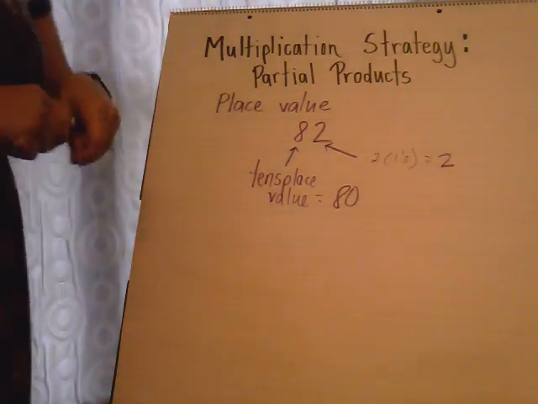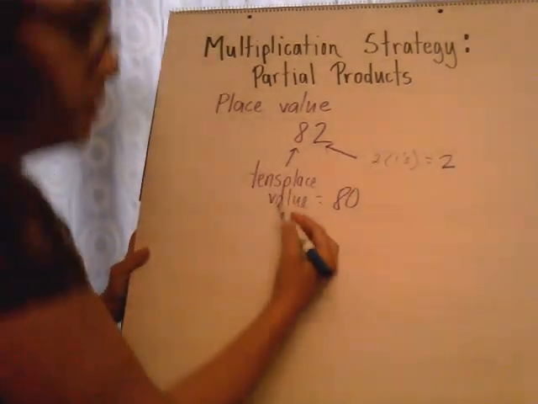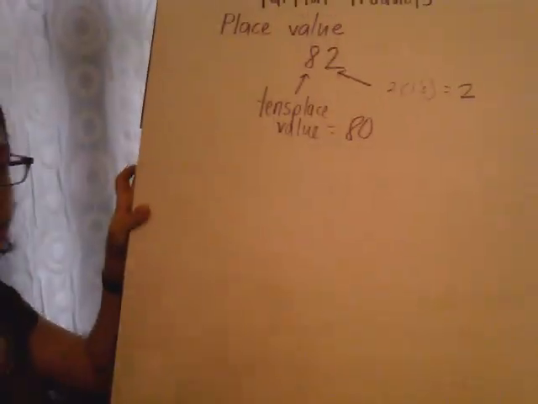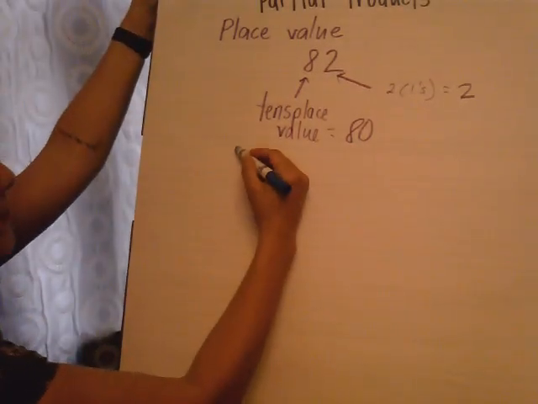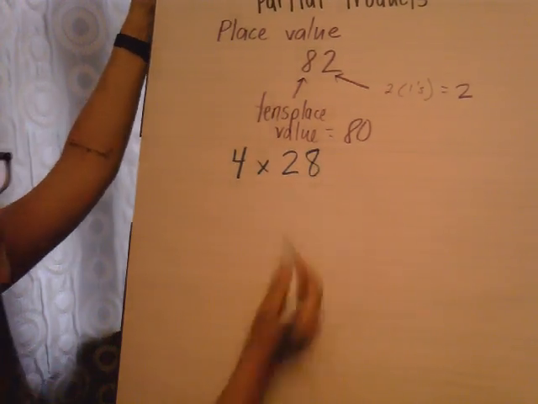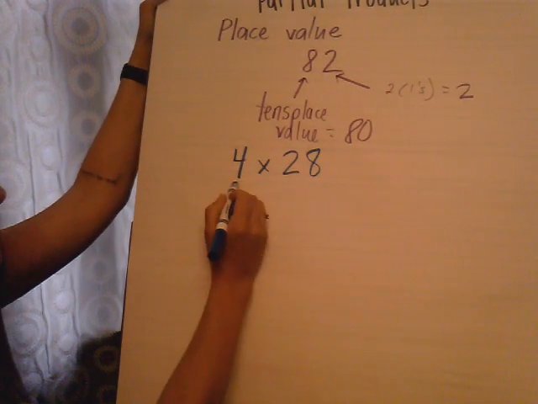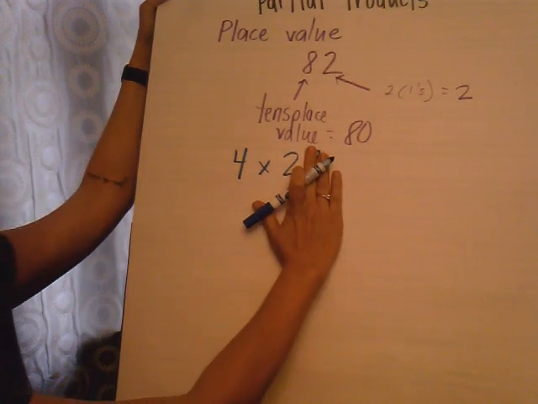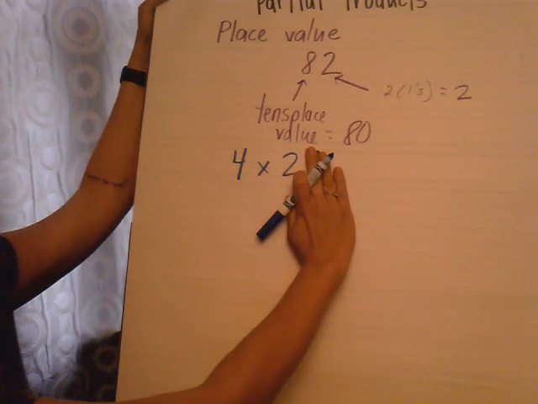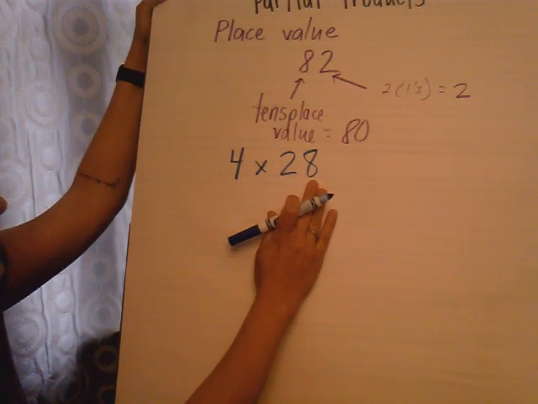Okay, so this is what we're going to do. We are going to do a problem that looks like this. We're going to do 4 times 28. Okay, so this is what you need to think of. First of all, if it was 4 times 2, that's no problem, right? You know that that's 4 groups of 2. This is just 4 groups of 28, right? But let's make it really simple.